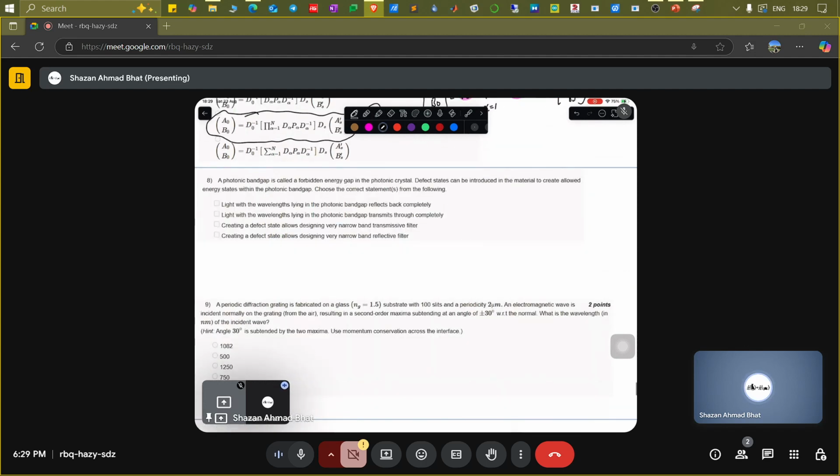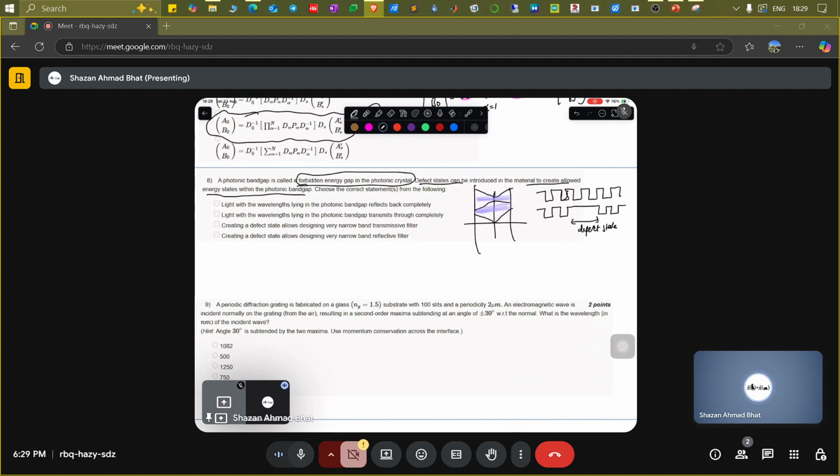Now, the question about the photonic band gap. The photonic band gap is a forbidden energy gap in a photonic crystal. I talked about it. Just like in an electronic crystal, certain energy values are not accepted in the photonic system, and you get these gaps. So defect states can be introduced in the material to create allowed energy states within the photonic band gap. How do you create the defects? Let's say you have a variation in the refractive index like this. Then you can create defects by, let's say, having a different material here altogether. So this acts like a defect state for the photonic crystal.